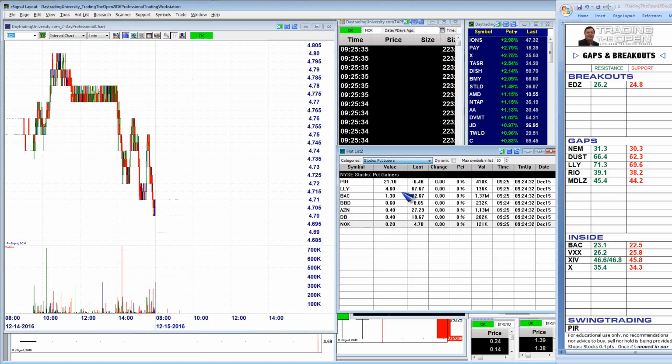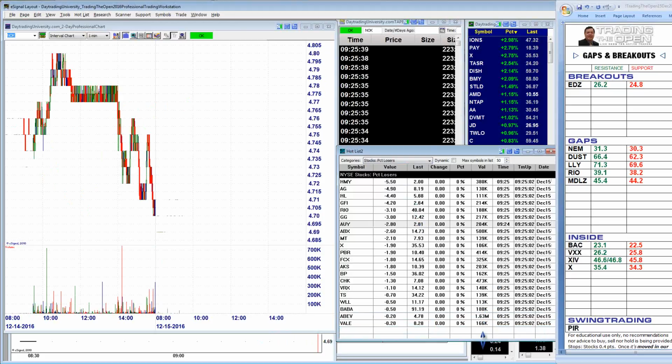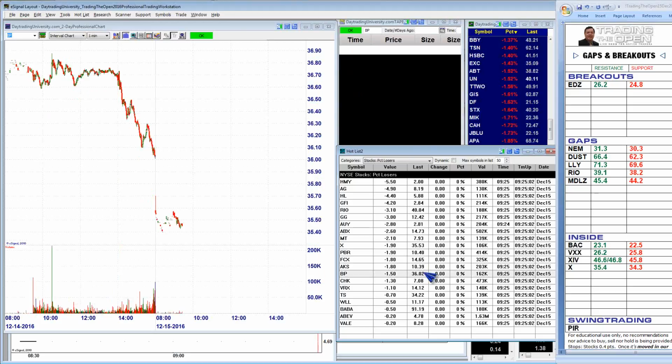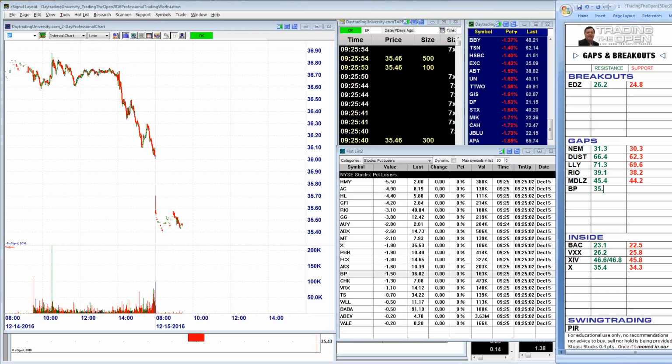None of those are any good. Looking to see which of these have the highest volume. BP will work. $35.70 on a bounce long. Prefer to go short at $35.20 if it continues on down, because that's a broken stock type pattern.